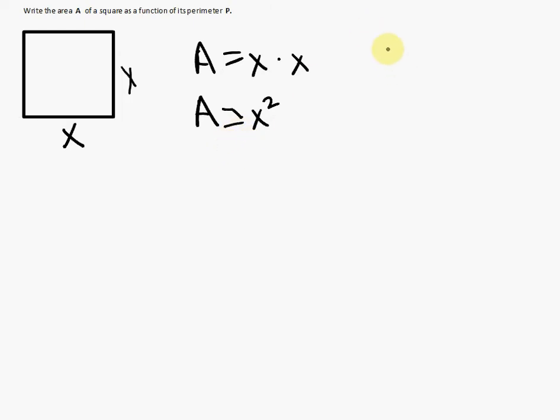Okay, so now let's talk about perimeter. Perimeter is the distance around a shape. So if we think about this, the length of this side is x as well, and x as well, because all four sides of the square are the same. So our perimeter is x plus x plus x plus x. So our total perimeter is 4x.